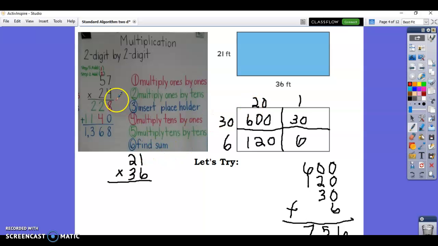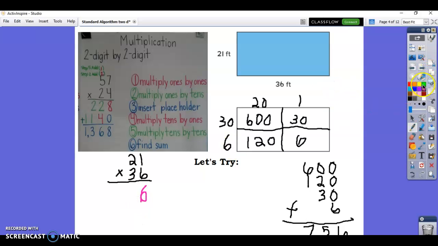Okay, so the first thing we're going to do is we've already done the area model for our equation of 21 times 36, or 36 times 21. We know that the total is 765. So now we're going to use our steps to multiply. So here, let me switch over to colors. The first thing we're going to do is multiply our ones by 1. So that is 6 times 1, and we get 6.